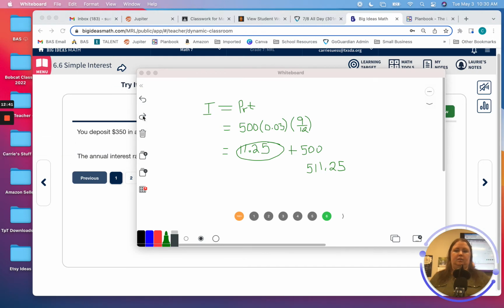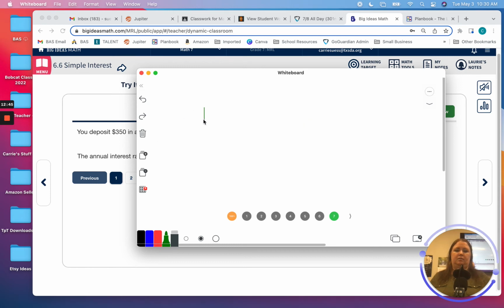All right, so let's put in a new formula. We're still using I equals PRT. All right, so what's the principal? No, first, what's the interest? 17.50, right? Yep. Thank you. The principal is? So put 350 here. What's the rate? So put R. What's the T? 2.5. So 2.5.